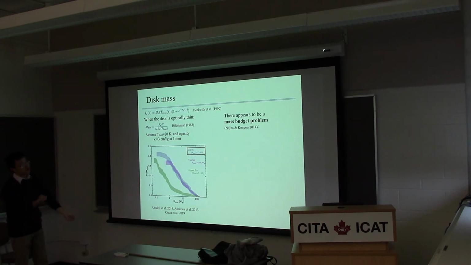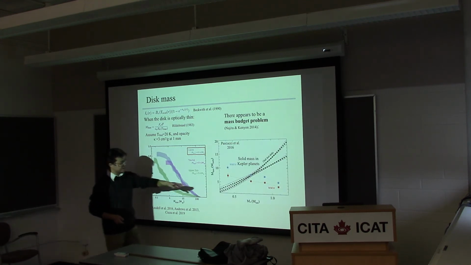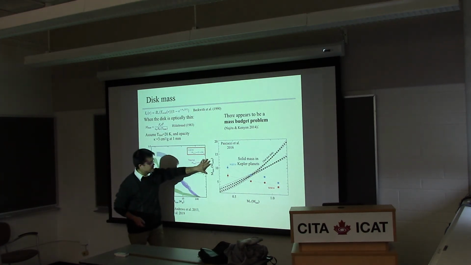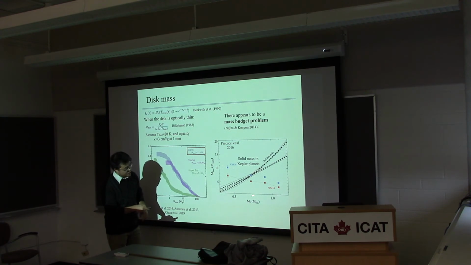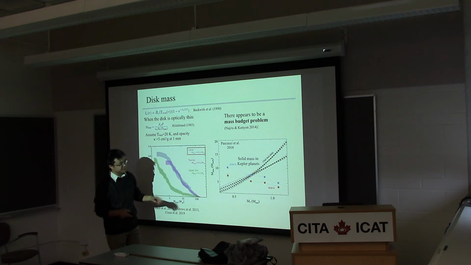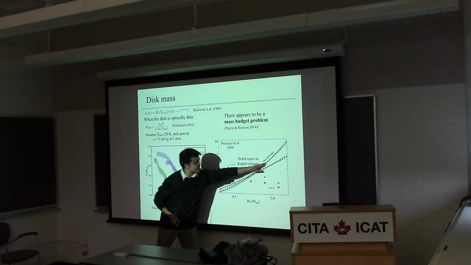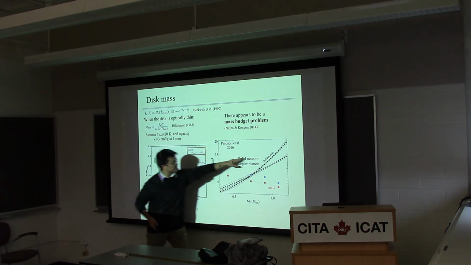So there seems to be a mass budget problem. The problem is illustrated here. This solid curve is the dust mass against the central star mass. When the mass of the central star goes up, the disk is more massive. So basically you have more massive disks around more massive stars. And at the solar mass, this is around 15 Earth masses.